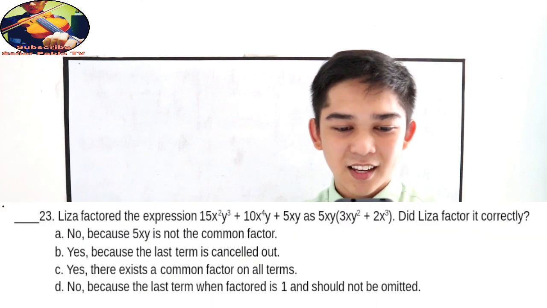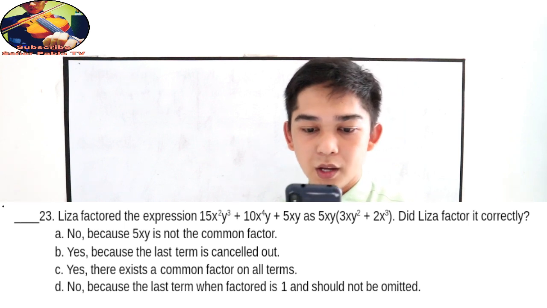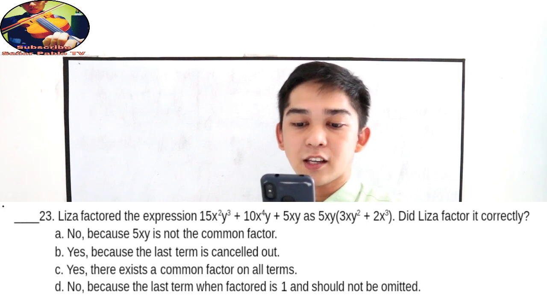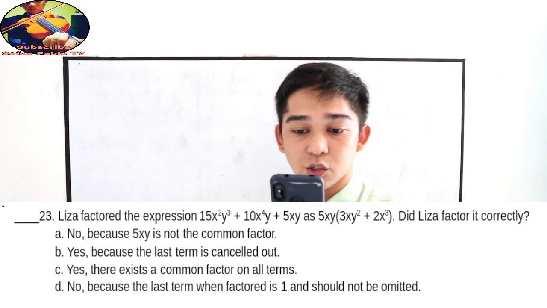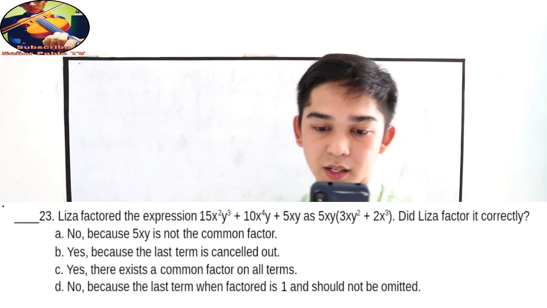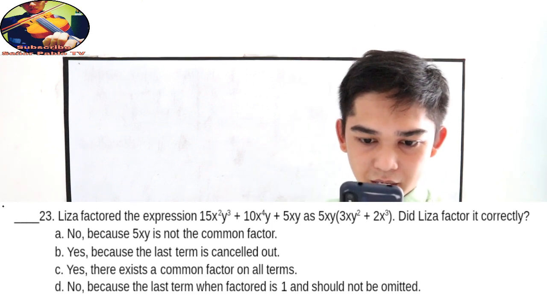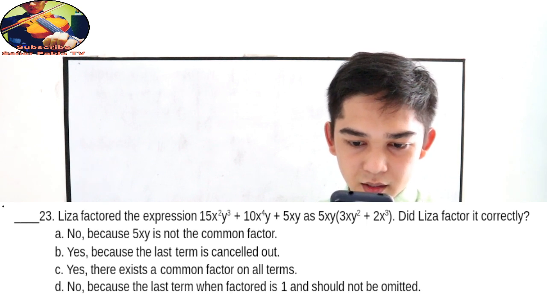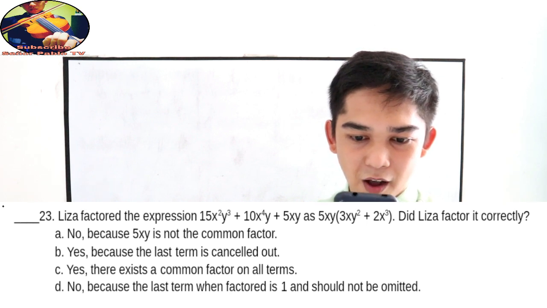Now, number 23. Third to the last. Liza factored the expression 15x squared y cubed plus 10x raised to 4 y plus 5xy as 5xy times 3xy squared plus 2x cubed. Did Liza factor it correctly? Tama naman yung common factor niya na 5xy.